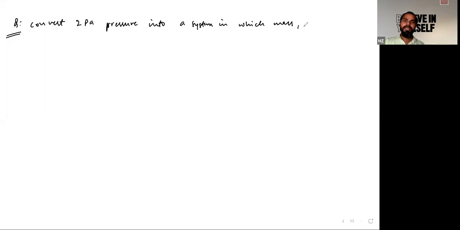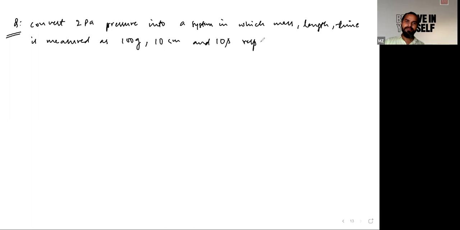Let's say you have to convert 2 Pascal pressure into a system in which mass, length, and time are measured as 100 gram, 10 centimeter, and 10 second respectively.